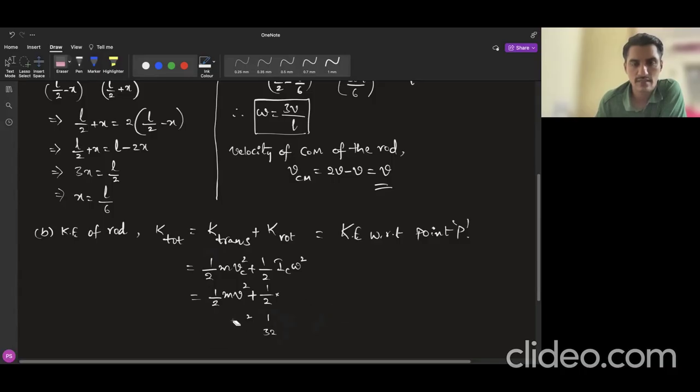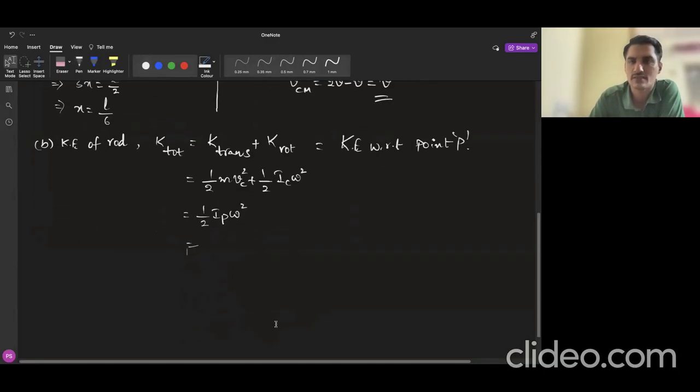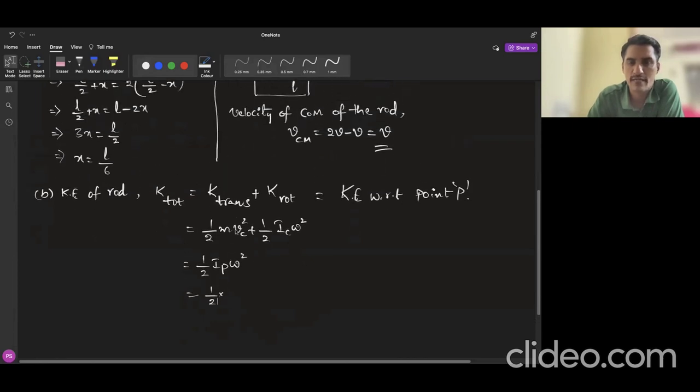I'm sorry. Let me do it again. Or else, with respect to that point P only, let us consider half into directly IP into omega square. Very easy to understand. Half into IP into omega square. What is IP here? Moment of inertia with respect to point P.